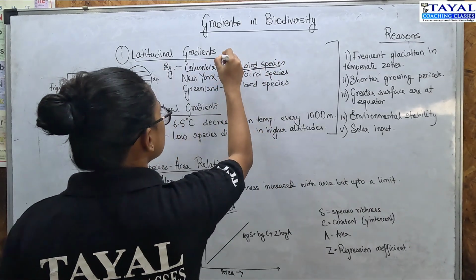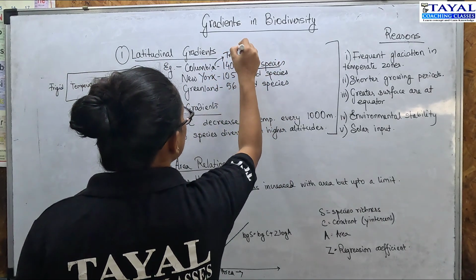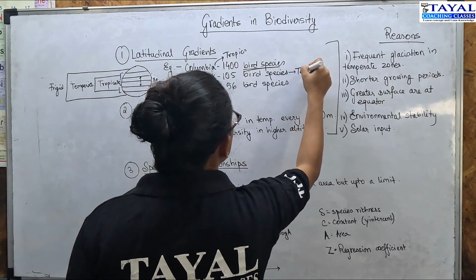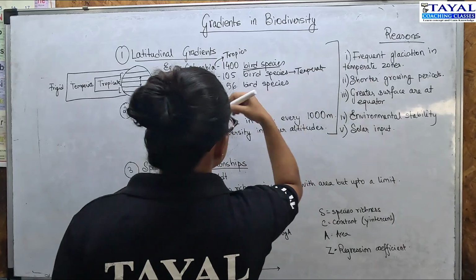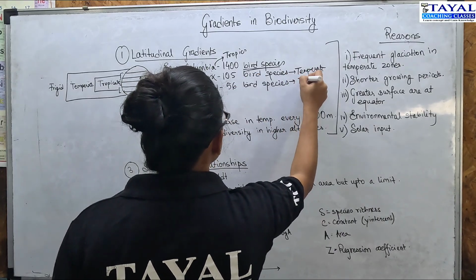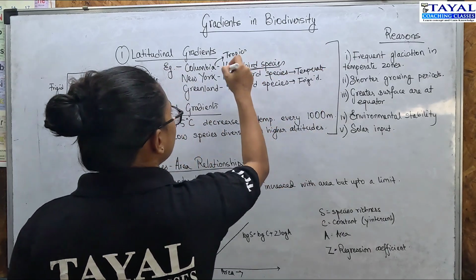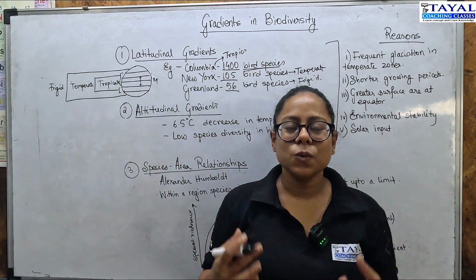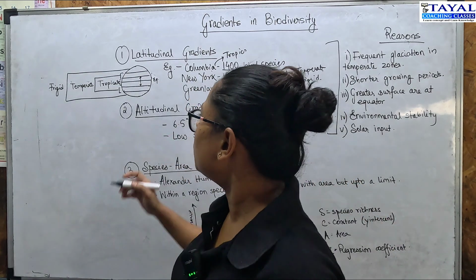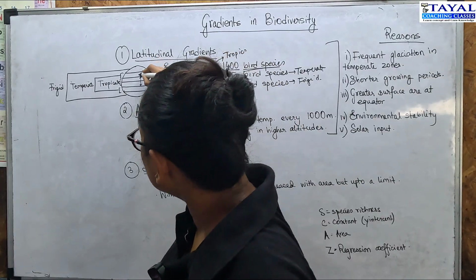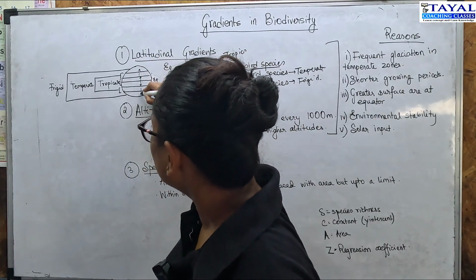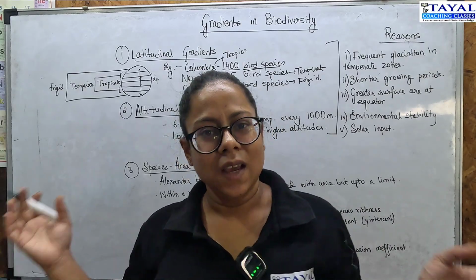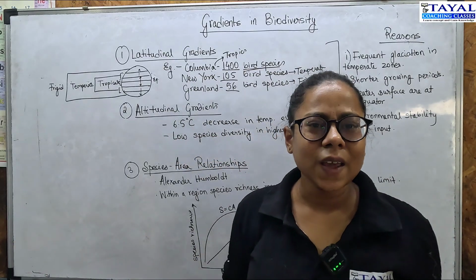So it has been seen, if you look at examples, if you look at the bird species present in Colombia, which is closer to the tropics, as compared to New York, which is closer to the temperate, as compared to Greenland, which is closer to the frigid, there is a steady decrease in the number of bird species, right? So we see that the farther we keep going from the equator, the number of total species or the total biodiversity decreases, correct?